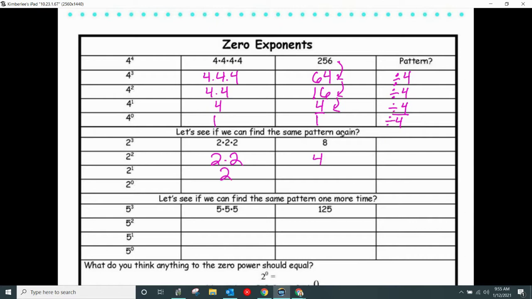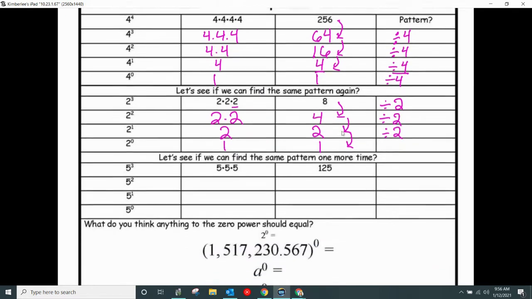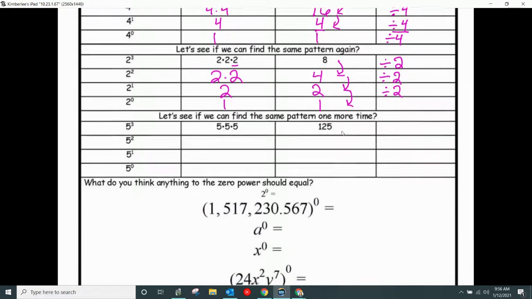Okay, so let's see if our pattern continues. To get from 8 to 4, how do I get there? Well, I need to divide by 2. Yeah, because look, I'm multiplying by 1 less 2. So 8 divided by 2 gives me the 4. So if I say 4 divided by 2, aha, I get 2. So if I say 2 divided by 2, what do I get? I get 1. So 2 to the 0 is also going to equal 1. Well, we could try it one more time, but I have a feeling this pattern is going to stick.